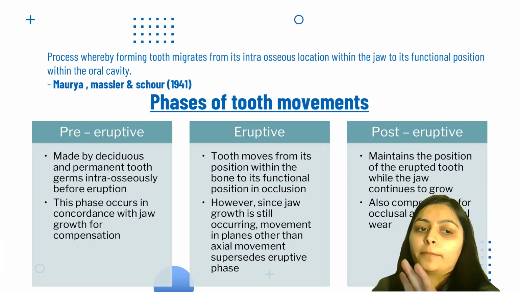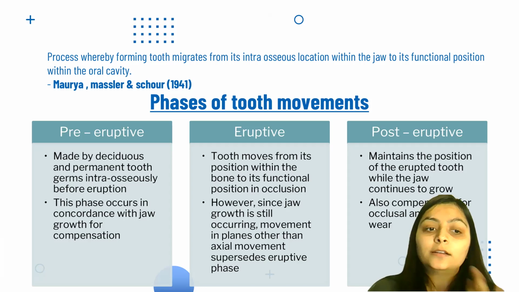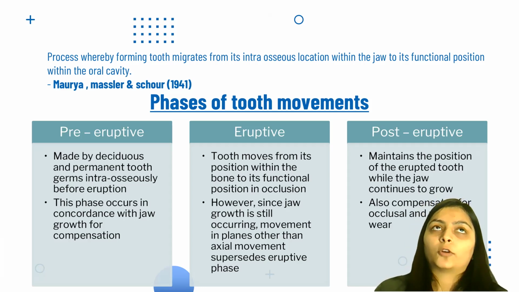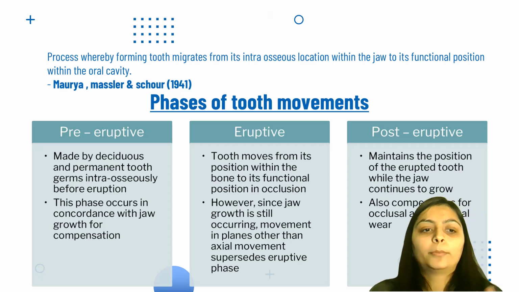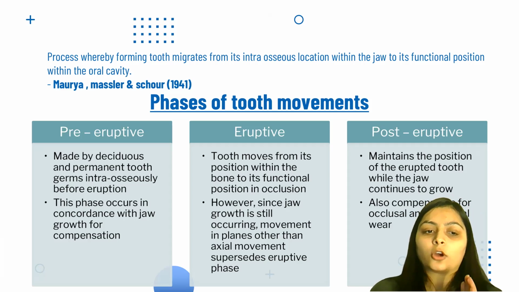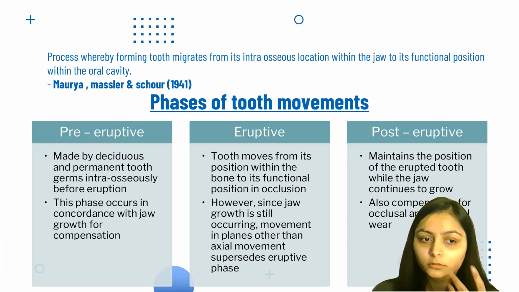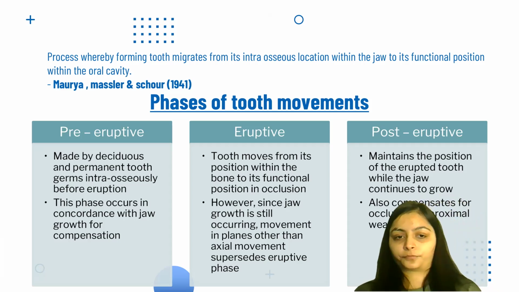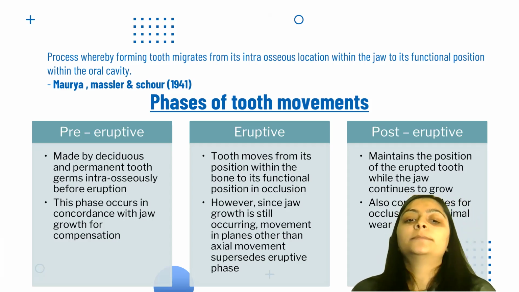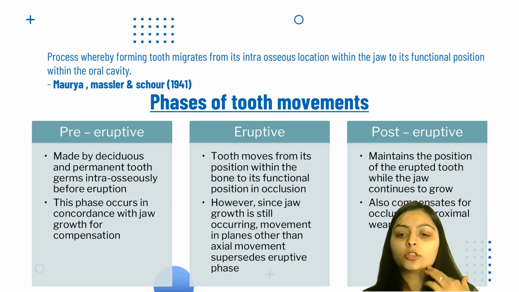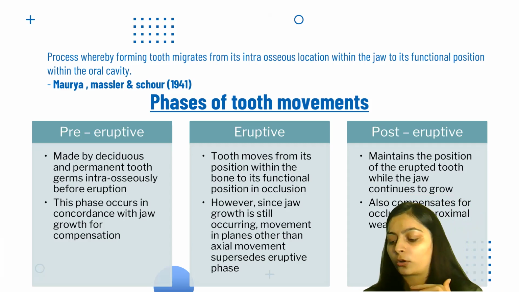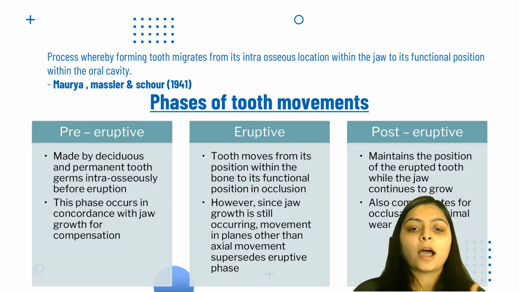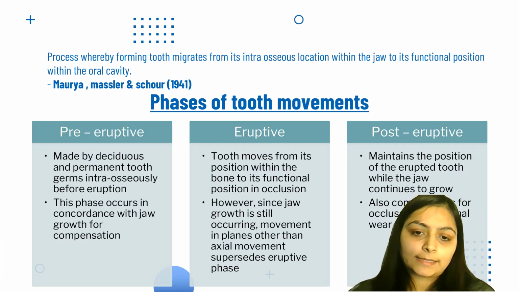In the pre-eruptive phase, the movements are made by deciduous and permanent tooth germs intraosseously. What do you mean by pre-eruptive? Whatever part they have covered intraosseously will come into the pre-eruptive phase. This phase occurs in concordance with jaw growth for compensation. Then eruptive tooth movement: the tooth moves from its position within the bone to its functional position in occlusion. However, since jaw growth is still occurring, movement in planes other than axial is suppressed in the eruptive phase.